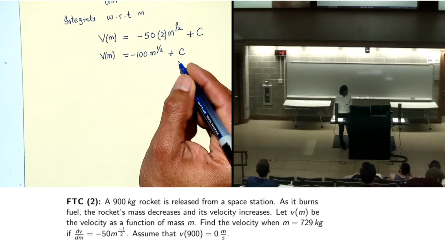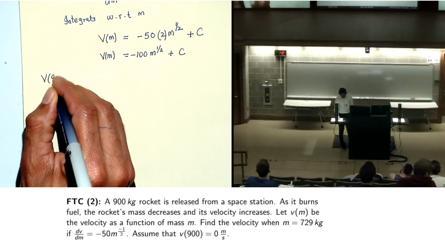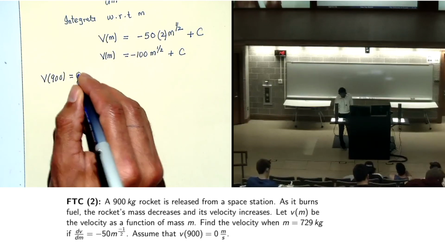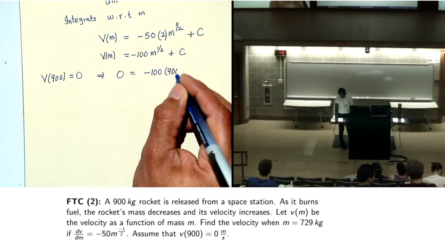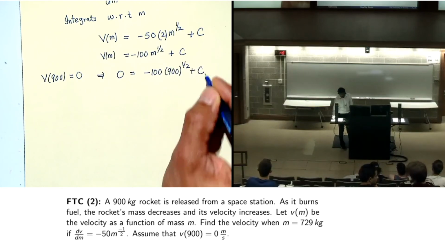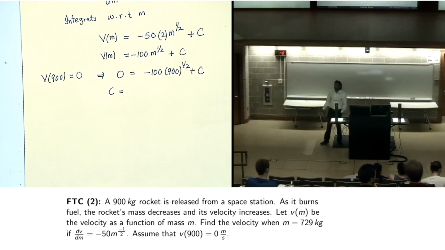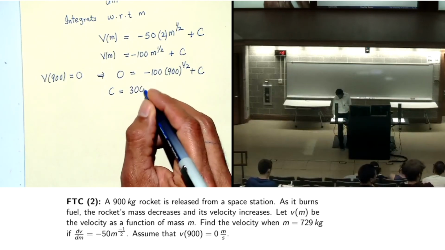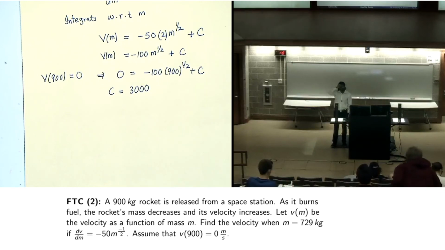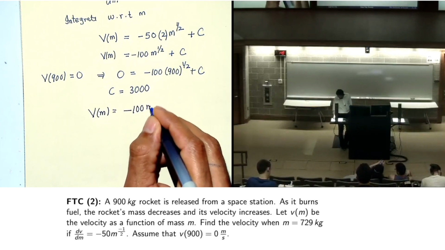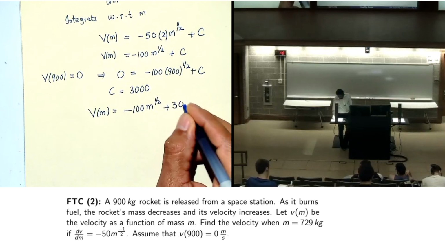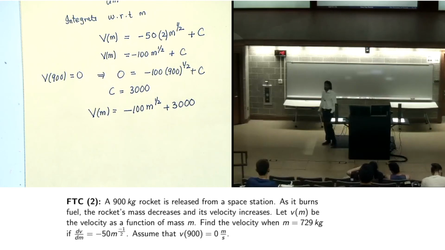Now let's compute the constant. The information is this: if m is 900, V is 0. So this is 0 if m is 900. 900 raised to the power 1/2, what is that number? 30. 30 times 100 is 3000, so minus 3000, oh, plus 3000. If I plug that back, V(m) is going to be minus 100 m to the power 1/2 plus 3000. That is your velocity in terms of mass.